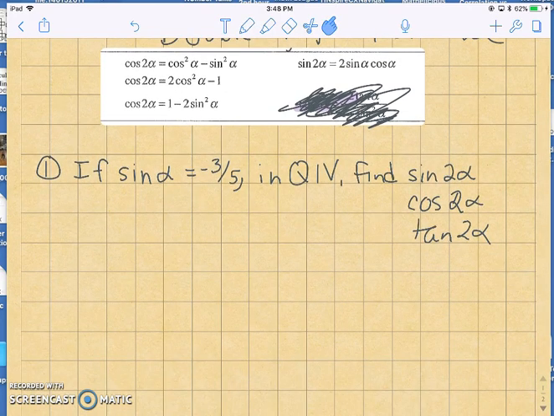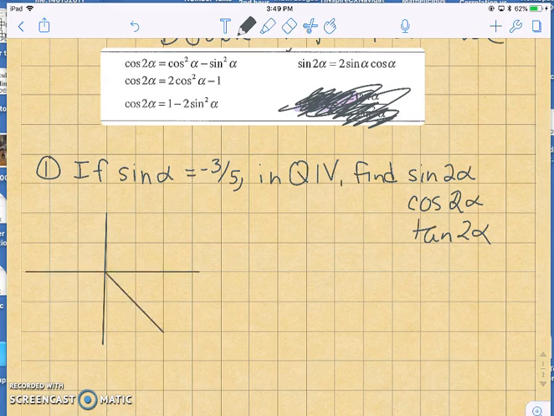The first thing we need to look at is negative 3/5. That's not a unit circle value, so that means our hypotenuse is not 1. If we're going to draw that into quadrant 4, sine is opposite over hypotenuse, so we'll still use our reference angle. Opposite is negative 3, hypotenuse is 5. Our hypotenuse will always be positive, and y is negative in that quadrant, so we'll write that as negative.